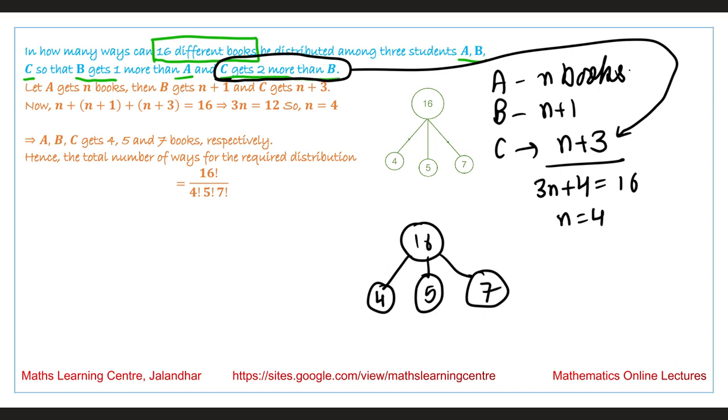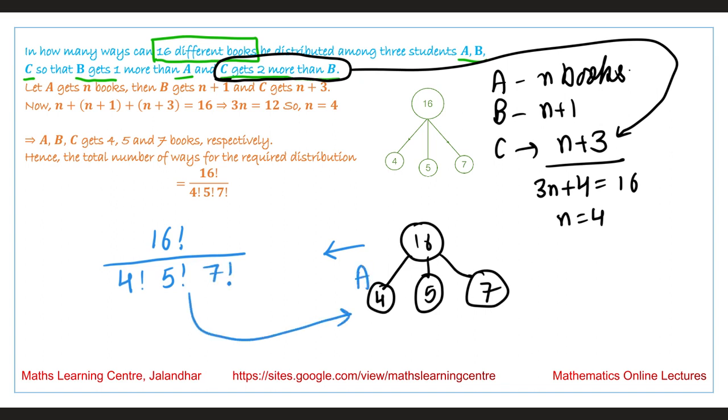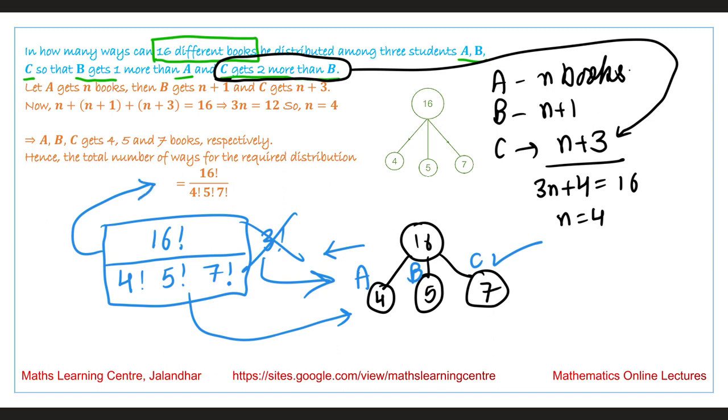Now the total number of options over here is 16 factorial divided by 4 factorial into 5 factorial into 7 factorial. Again, these positions A, B, C are fixed, so we are not multiplying with 3 factorial. So the answer we obtain is 16 factorial divided by 4 factorial into 5 factorial into 7 factorial. So these are the total number of ways in this case.